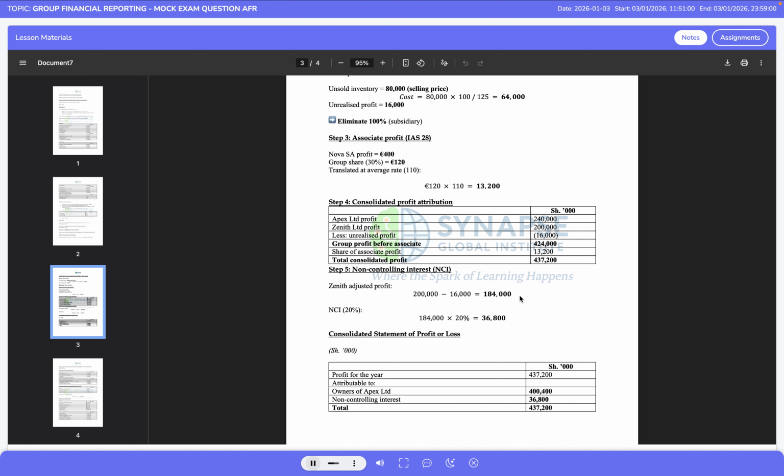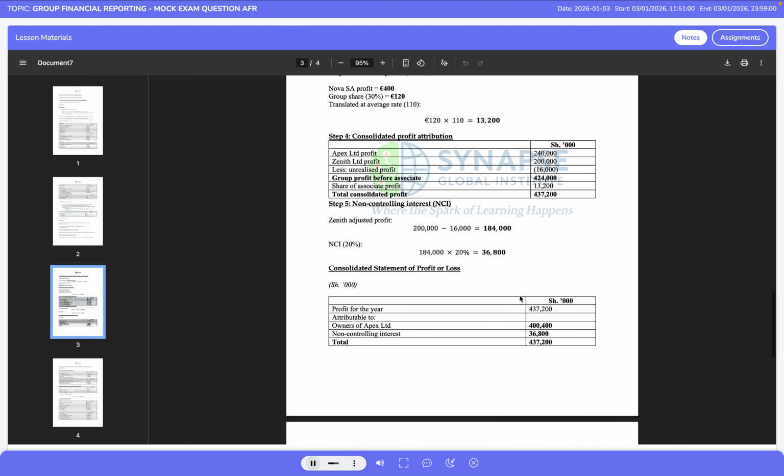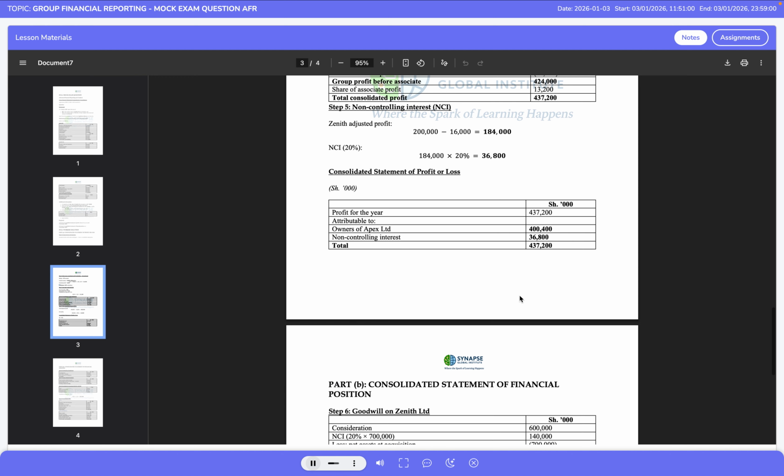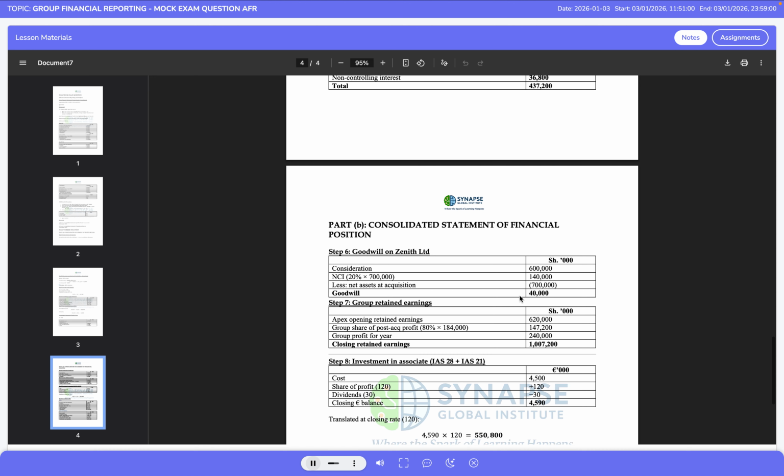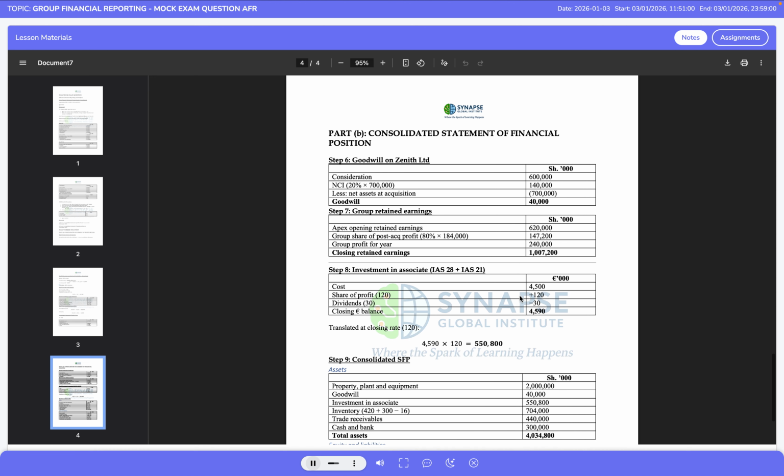Zenith Ltd's adjusted profit after unrealized profit elimination is 184,000 shillings, and the non-controlling interest at 20% amounts to 36,800 shillings. The remaining profit of 400,400 shillings is attributable to the owners of Apex Limited. We then move to the consolidated statement of financial position, beginning with goodwill on acquisition of Zenith Limited.